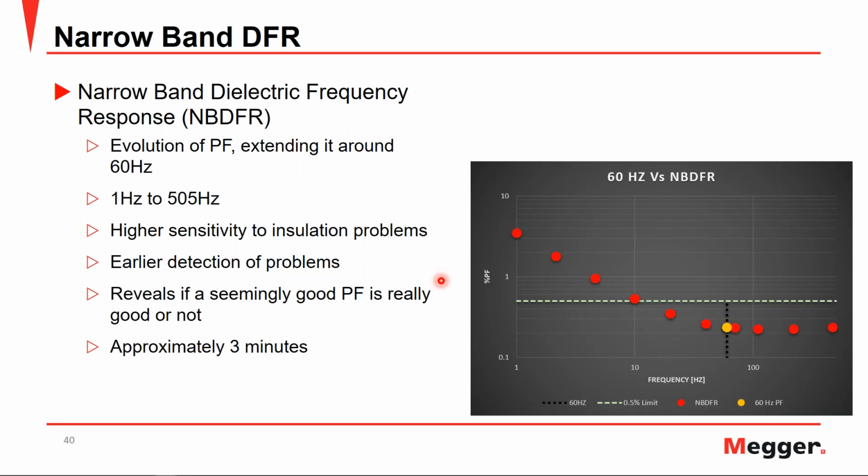But if we run a narrowband dielectric frequency response measurement, we can see there are 10 measurements taken between 500 and 1 Hertz. And as we can see, this allows for more information on the condition of the insulation system, especially in the last decade of frequency, in this 1 to 10 Hertz range, as we can start to see a strong increase in the value of the power factor. So we can see that the 60 Hertz value is not concerning at all, but the 1 Hertz value is now upwards of 3%.